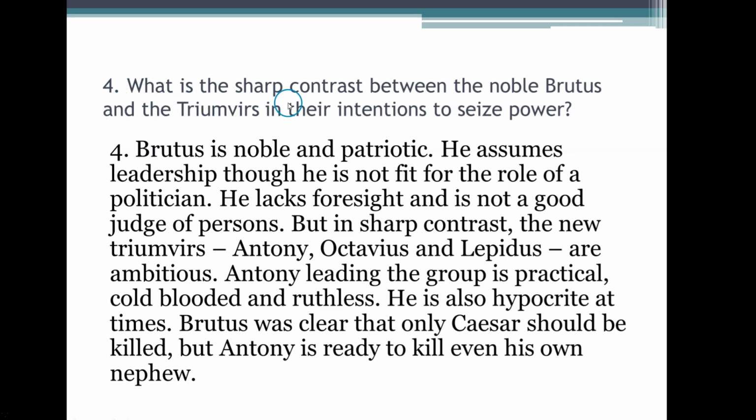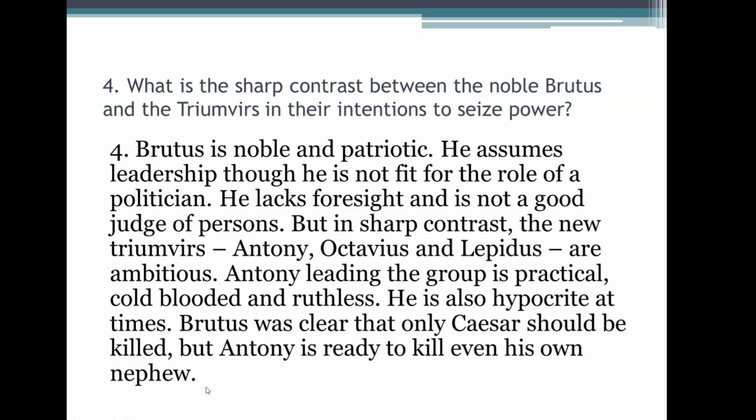Fourth question. What is the sharp contrast between the noble Brutus and the triumvirs in their intentions to seize power? Answer. Brutus is noble and patriotic. He assumes leadership, though he is not fit for the role of a politician. He lacks foresight and is not a good judge of persons. But in sharp contrast, the new triumvirs Antony, Octavius and Lepidus are ambitious. Antony, leading the group, is practical, cold-blooded and ruthless. He is also hypocrite at times. Brutus was clear that only Caesar should be killed, but Antony is ready to kill even his own nephew. So here I think the entire paragraph is your answer.